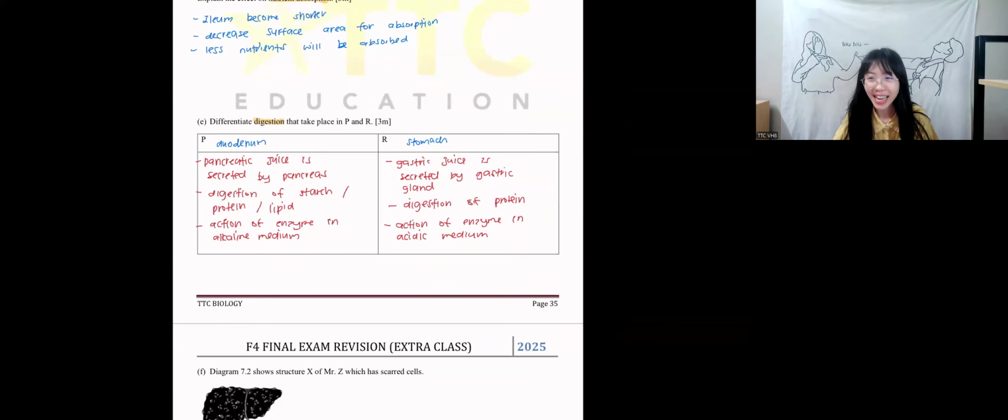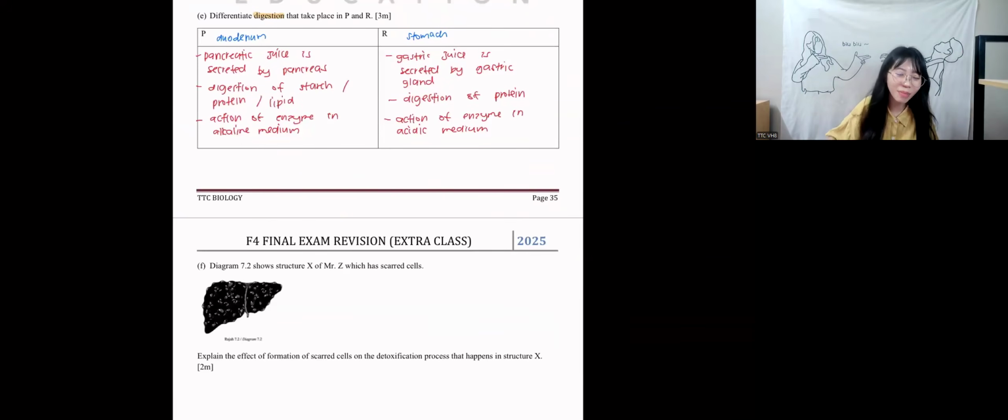Okay, next question. 7.2, show structure X of Mr. Z, which has a scar cell. This is a liver. Explain the effect of formation of scar cell on the detoxification process that happens in structure X.